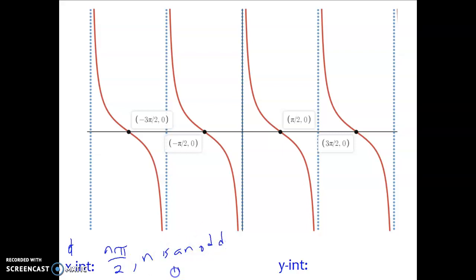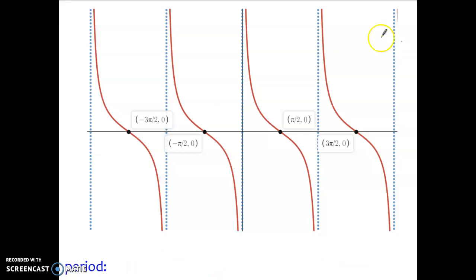The same sort of thing we had for the domain when we did tangent, because they're shifted from one another. The y-intercept, all right, well, that's on the y-axis. But look, on the y-axis for this one, we have an asymptote. So we're not just going to leave it blank. We're going to write none, because there is not a place where it crosses the y-axis.